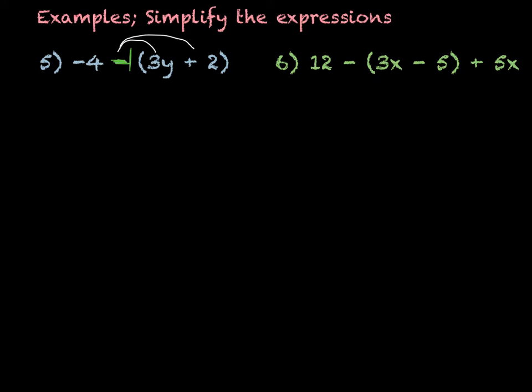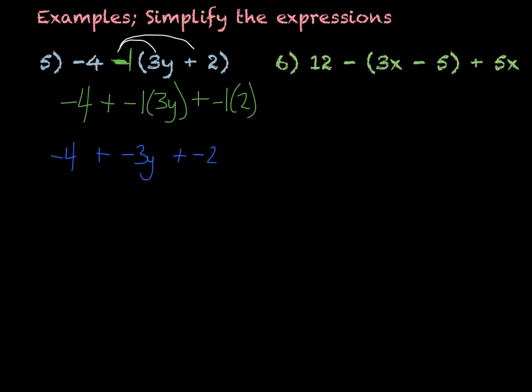You're going to just distribute it in like we did before. That's going to give me negative 4 plus negative 1 times 3y plus negative 1 times 2. So just an extra step putting it in, but if you put that 1 in, it'll remind you that you need to do it. You need to actually put the negative in. So that'll give me a negative 4 plus a negative 3y plus a negative 2.